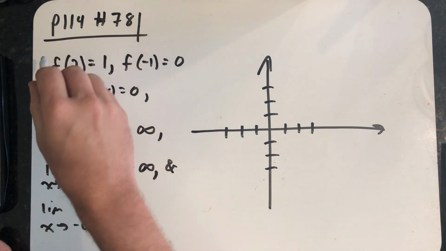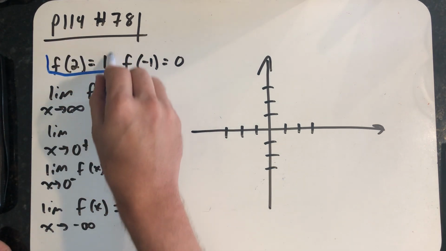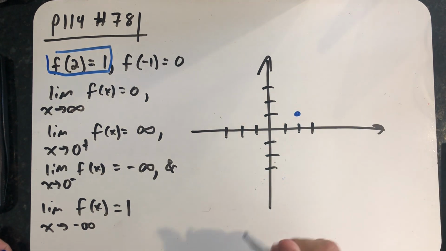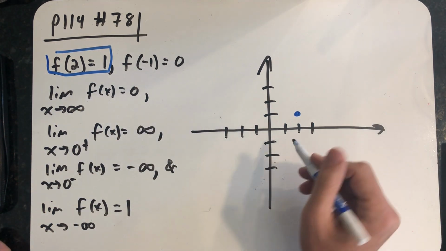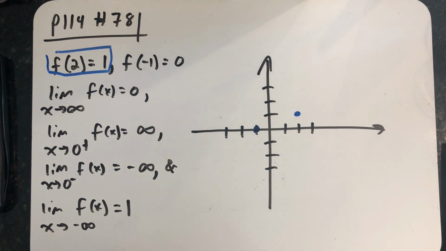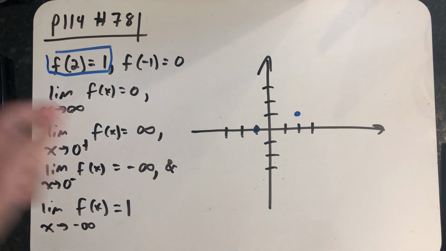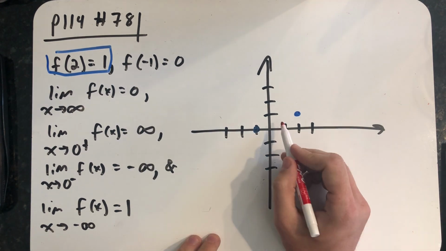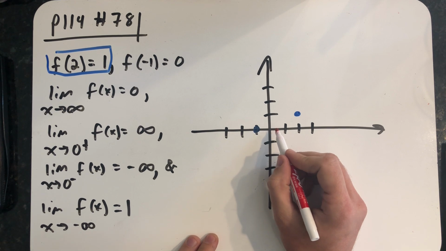All right, first up, f of 2 equals 1. Put in an x, get out a y. 2 comma 1 is on the graph. F of minus 1 is 0. Hey, that's an x-intercept. I feel pretty good about that. As x gets really, really big, my graph is supposed to be getting closer to 0. I have a horizontal asymptote on the right-hand side at y equals 0.